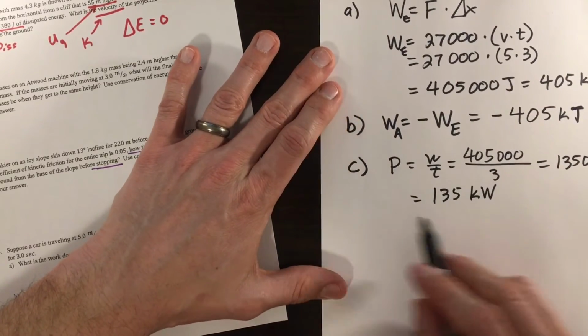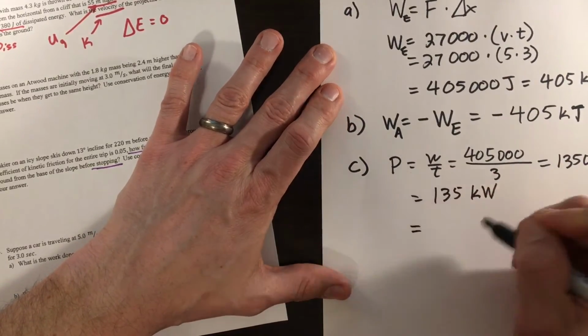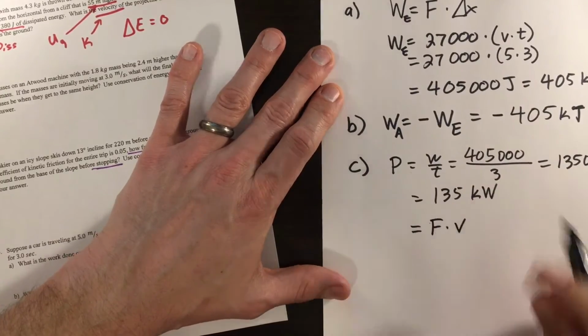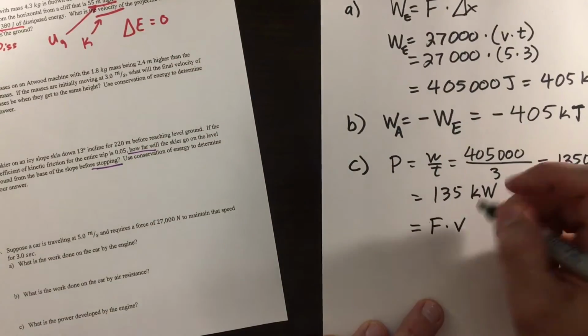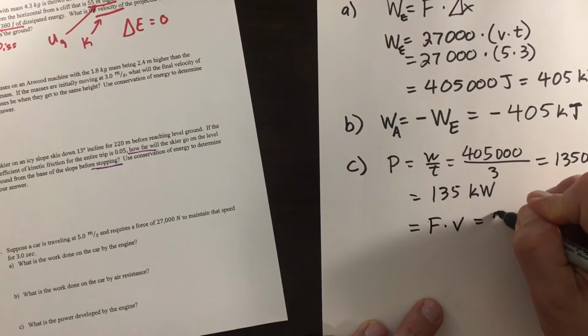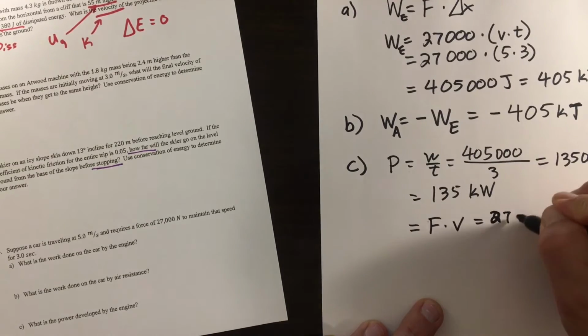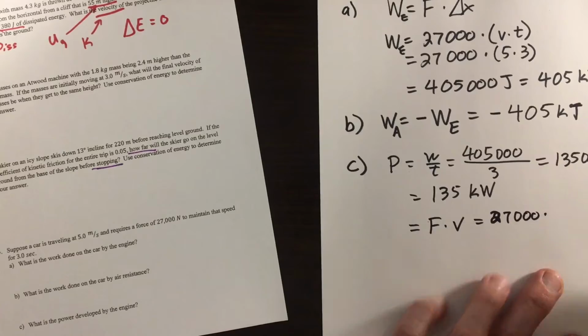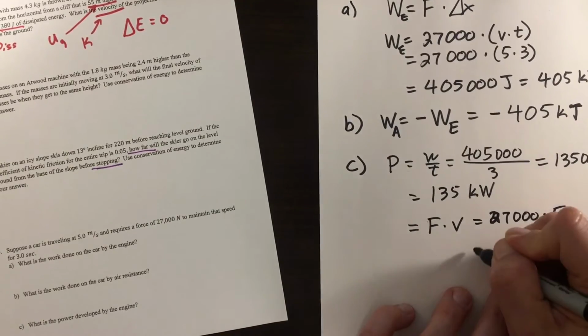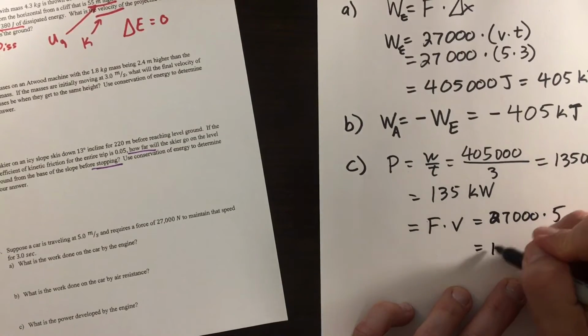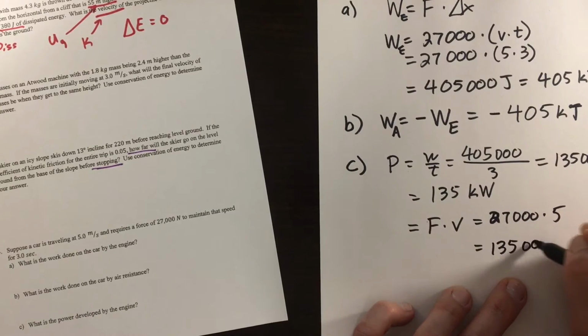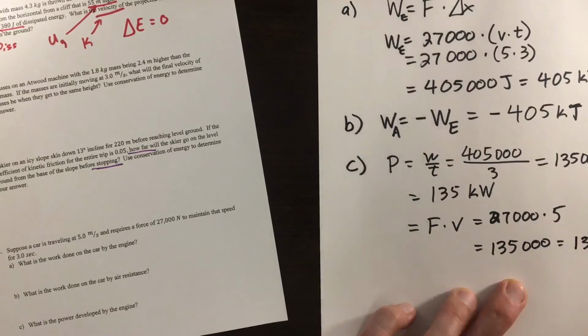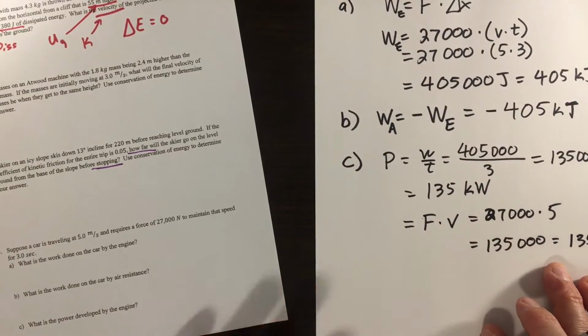Now, what you may notice, I'm not sure if you remember this, but when something's moving at a constant speed, you could take the force times the velocity, which was 27,000 times the velocity, which was 5. If you multiply those together, you get 135,000, which is 135 kilowatts. So either way, you can get the same answer.